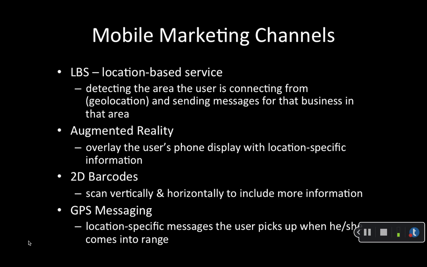2D barcodes. These are barcodes that scan vertically as well as horizontally to include much more information. A mobile user can scan barcodes in the environment to access associated information. GPS messaging involves location-specific messages that the user picks up when he or she comes into range.